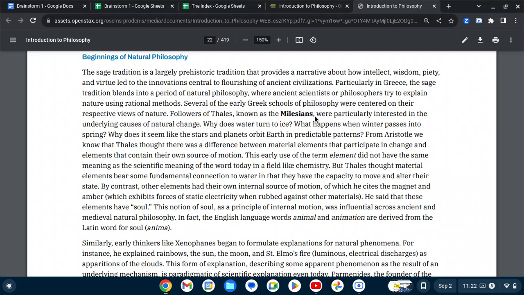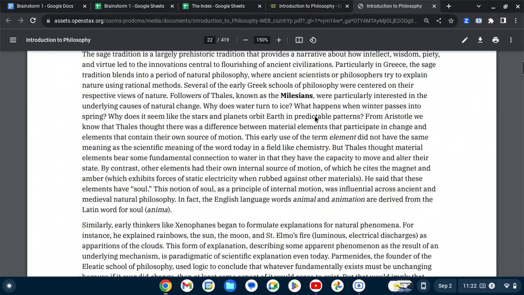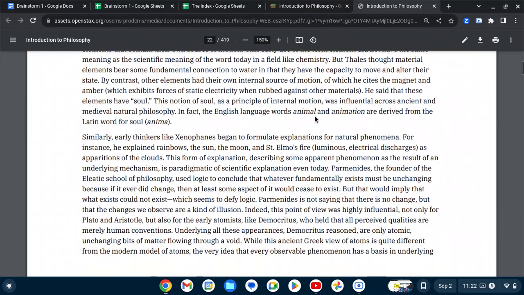This early use of the term element did not have the same meaning as the scientific meaning of the word today in a field like chemistry, but Thales thought material elements bear some fundamental connection to water and that they have the capacity to move and alter their state. By contrast, other elements had their own internal source of motion, of which he cites the magnet and amber. He said that these elements have soul. This notion of soul as a principle of internal motion was influential across ancient and medieval natural philosophy. In fact, the English language words animal and animation are derived from the Latin word for soul.